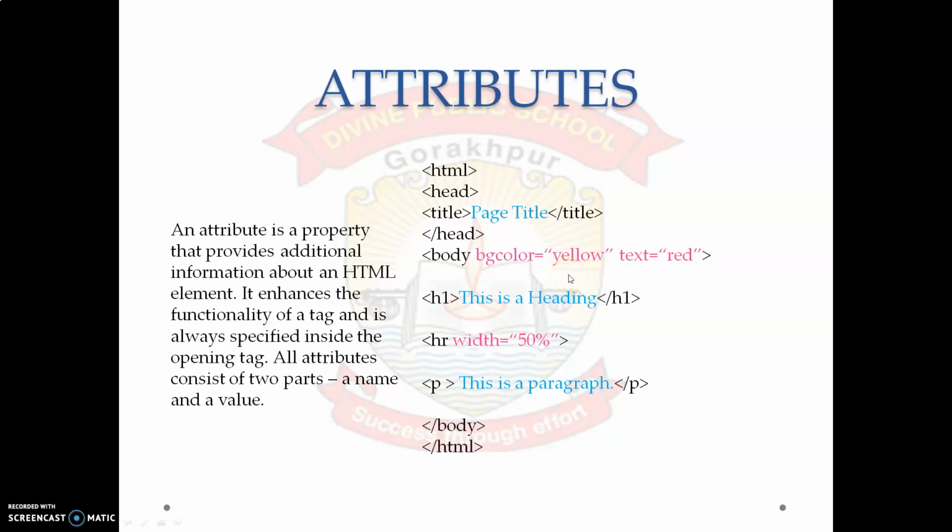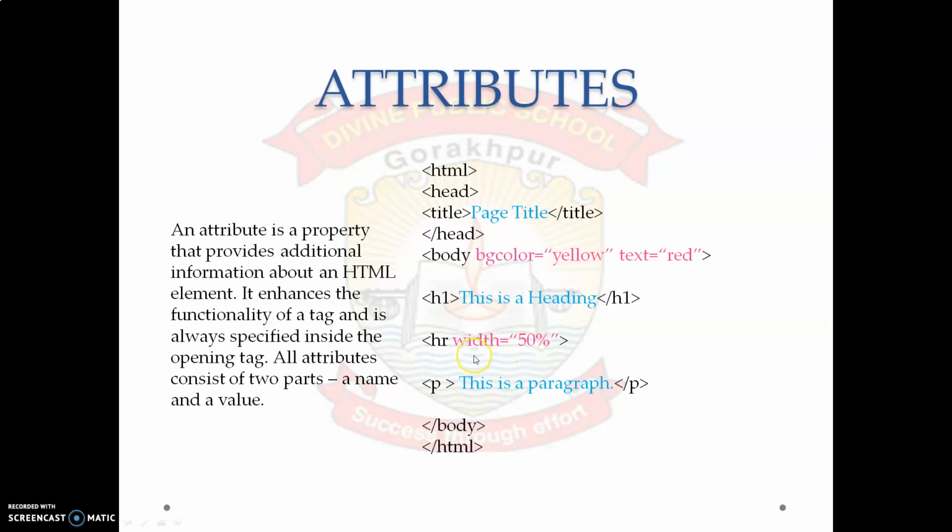Remember, always use inverted commas when you are giving any text as a value. If you are giving a number, then it is not necessary to use double inverted commas, but if you are using text, then you have to use double inverted commas, opening and closing. It means here the body tag has two attributes, bgcolor and text.